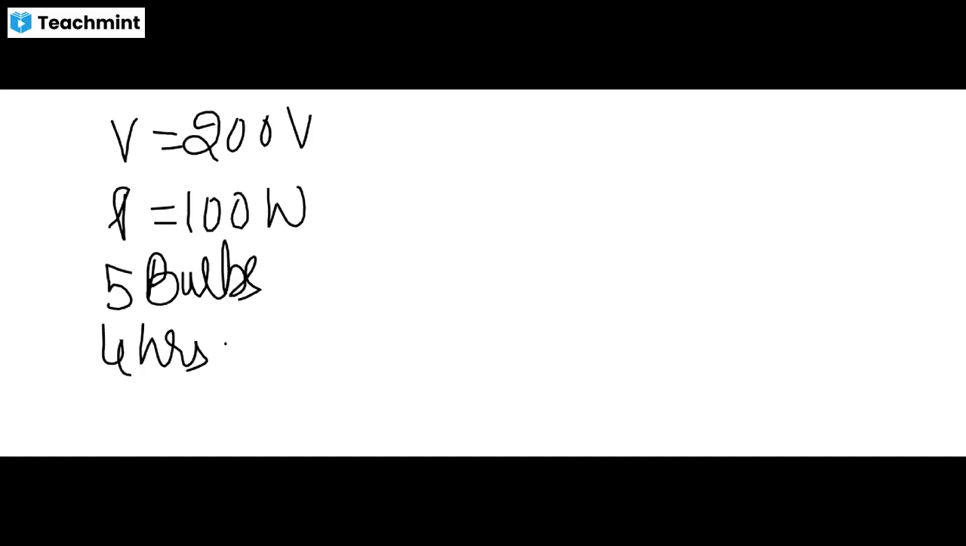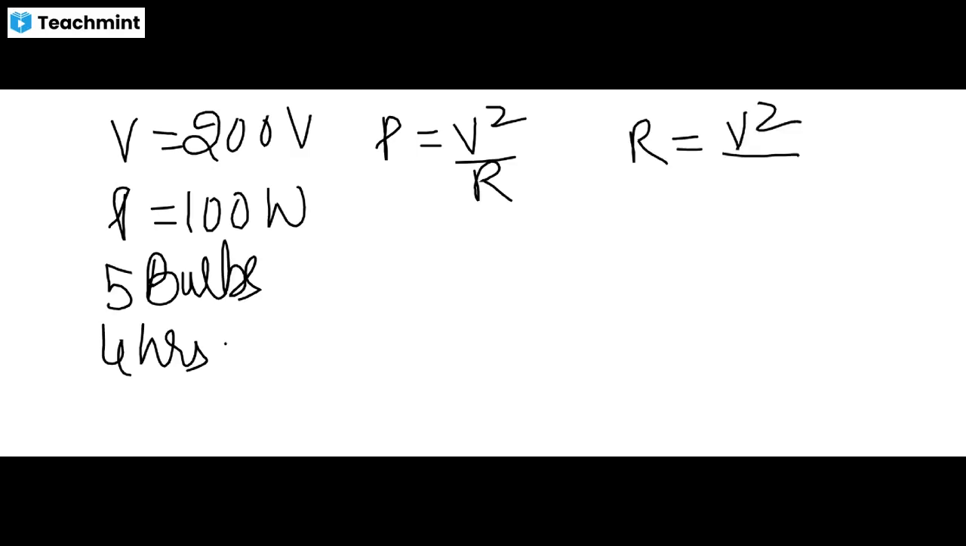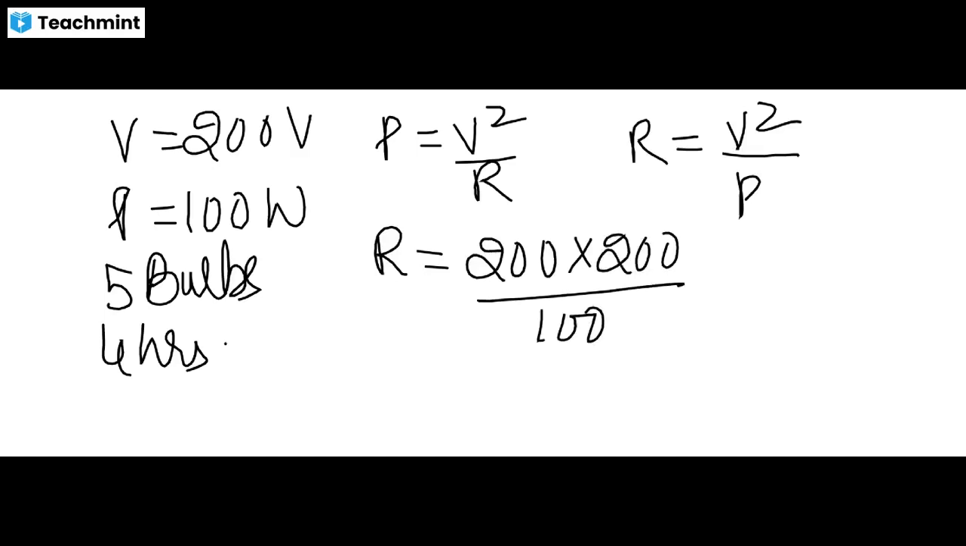P is equal to V into I. P is equal to V square by R, you can use. So V is given as 200 volts. R is equal to V square by P. So R is equal to V square, 200 into 200, by P, 100. So you get 400 ohms resistance.